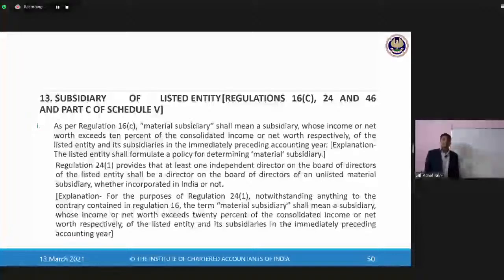As per regulation 16C, let's understand what we mean by a material subsidiary. Material subsidiary would mean a subsidiary whose income or net worth exceeds 10% of consolidated income or net worth. Consolidated means the one which is appearing in the consolidated financial statements. And this criteria needs to be looked at in the immediately preceding accounting year.